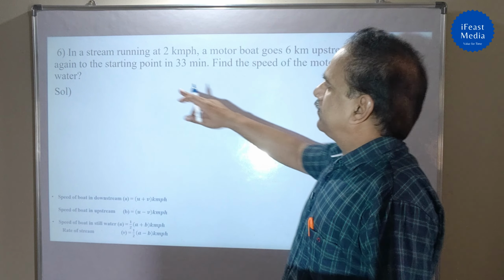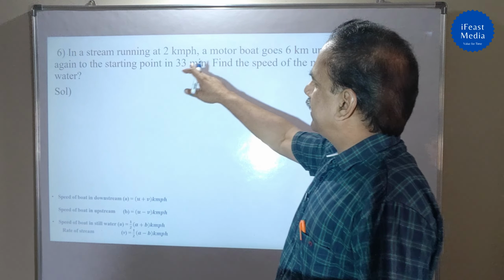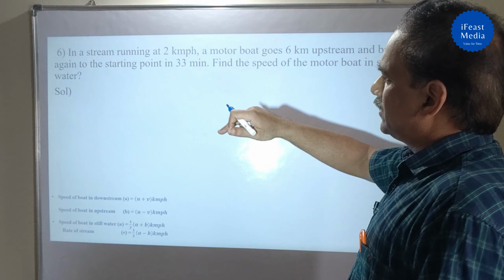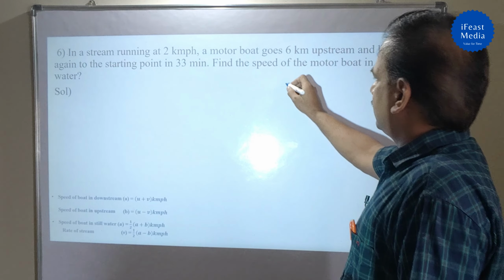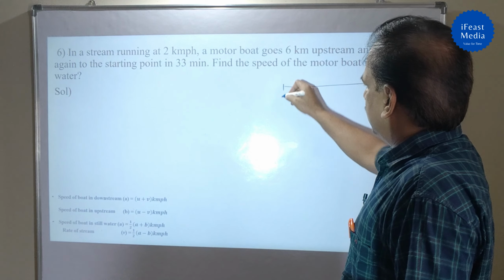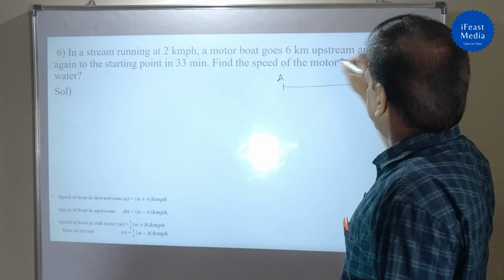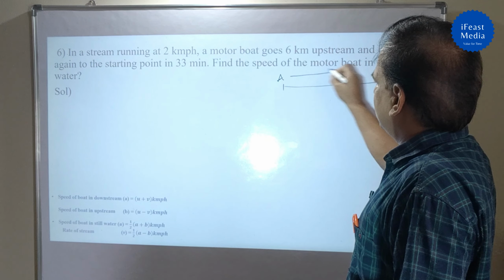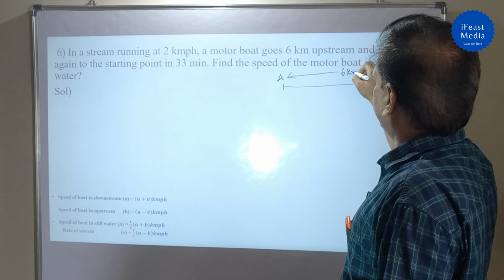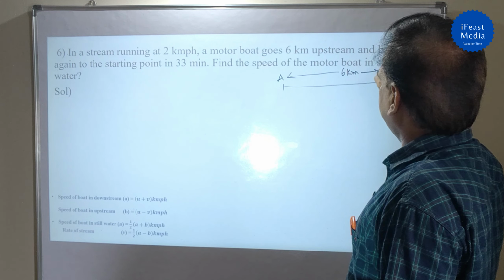So coming to this problem, in a stream running at 2 kmph, a motor boat goes 6 kilometers upstream and back again to the starting point in 33 minutes. Again, the motor boat goes from A to B. The distance is given here in this problem, 6 kilometers. In the previous problem, distance is not given. Here distance is given, 6 kilometers down and up, or up and down.